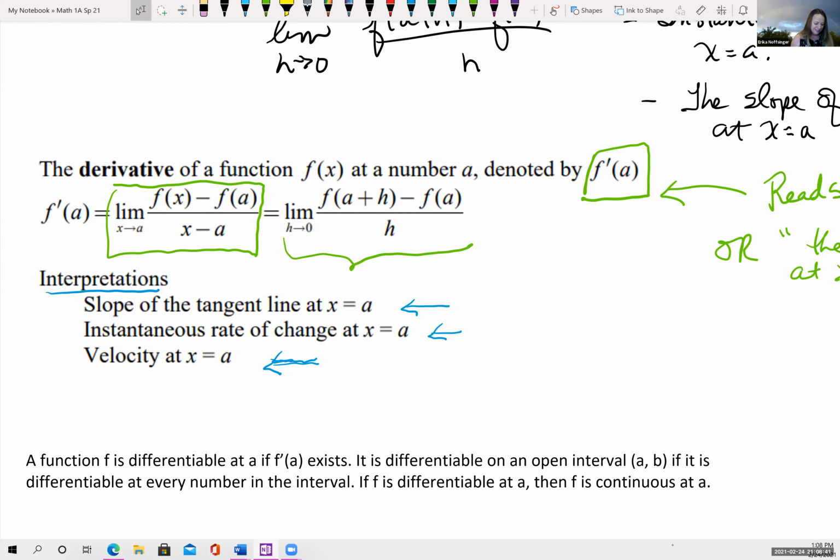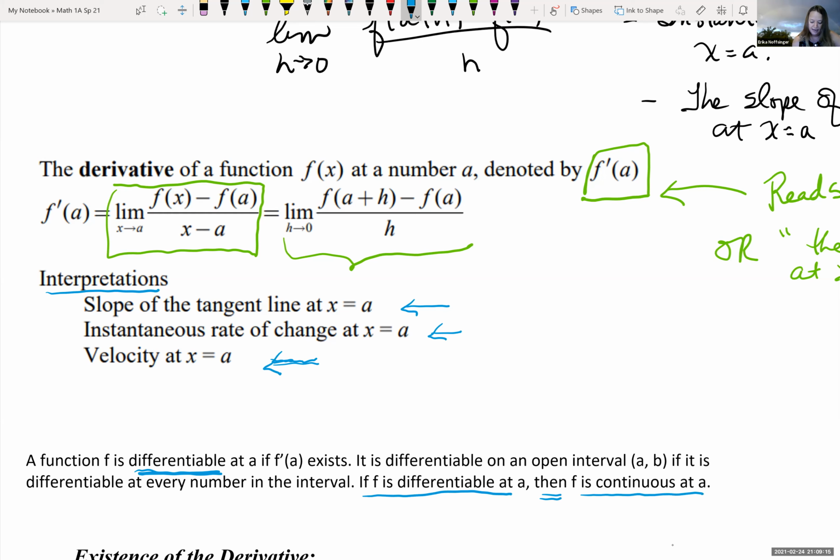So another way to say this, we say a function is differentiable at a if f prime of a exists. Okay, so the derivative exists at x equals a. Another way to say that is it's differentiable at x equals a. It is differentiable on an open interval a, b, if it is differentiable at every point in the interval. So if f is differentiable, one thing that we can say then, f has to be continuous at x equals a.